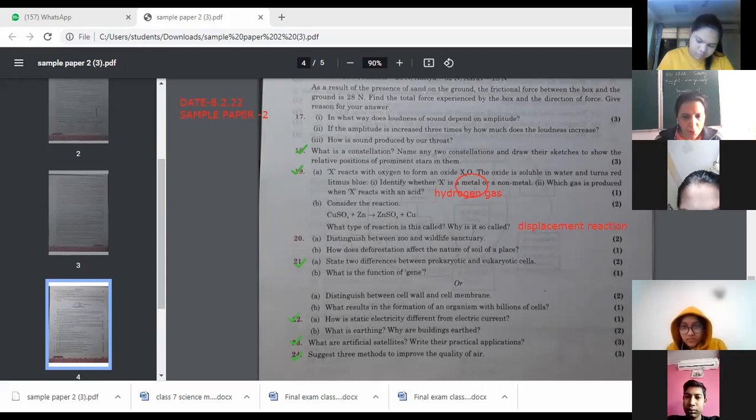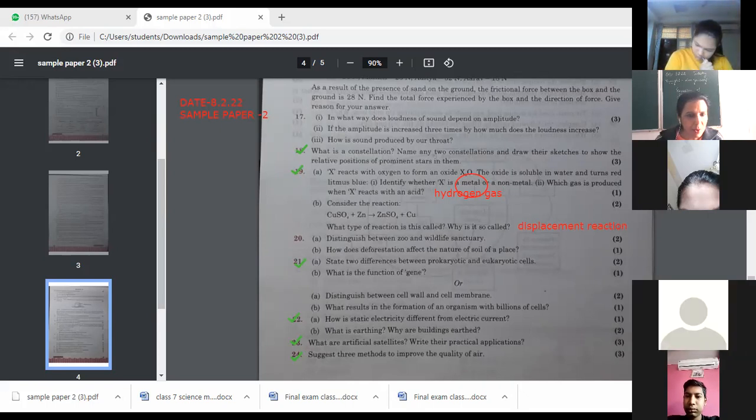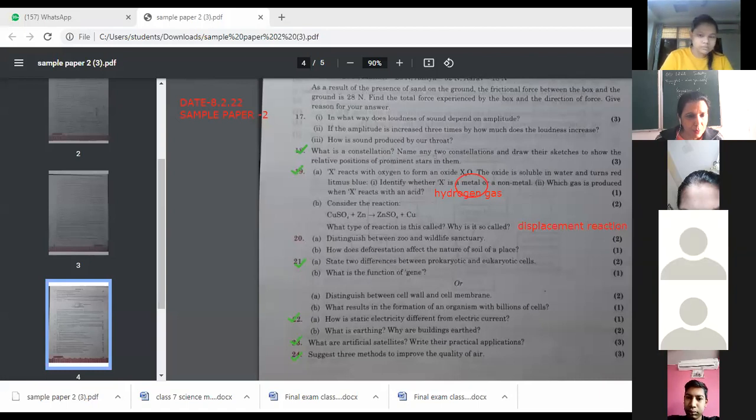Next is question number 24. How is static electricity different from electric current? As the name shows, static electricity. The word static, you have read in your chapter on friction also. ठीक है, फ्रिक्शन वाले चैप्टर में भी आपने स्टैटिक वर्ड पढ़ा हुआ है. Meaning the electricity which does not move, which is at rest. इसमें आप इलेक्ट्रोस्टैटिक का एग्जांपल दे सकते हो.